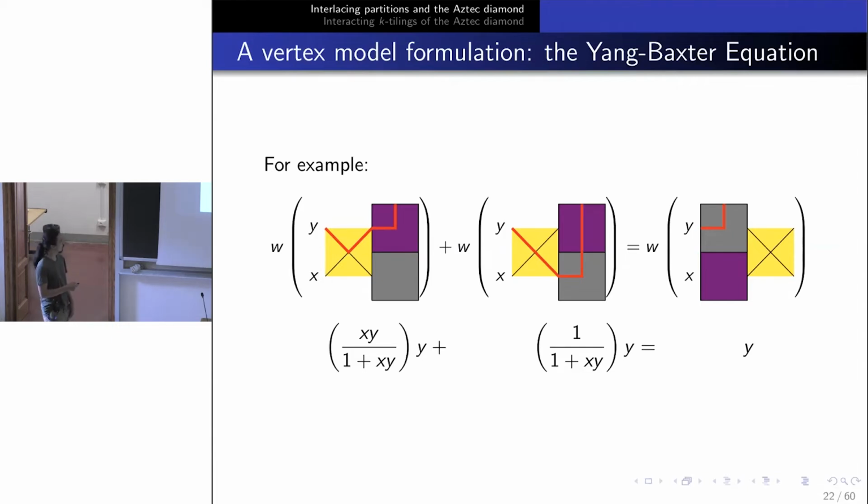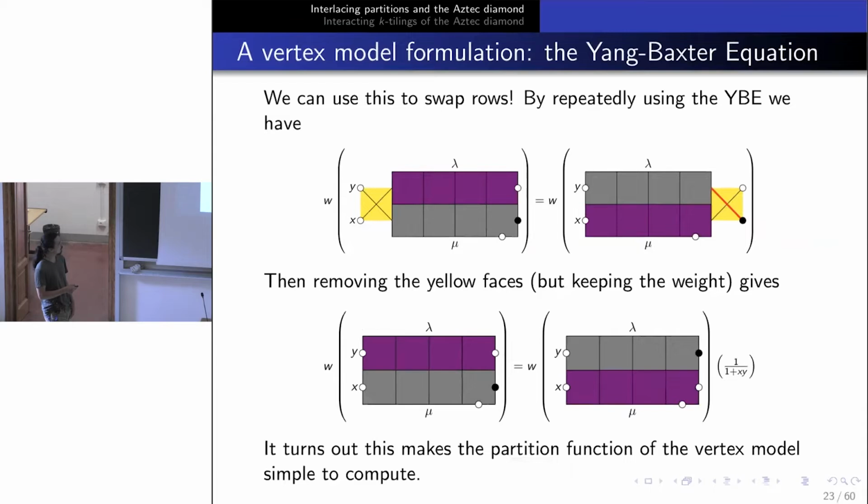So this is useful because it allows us to swap the order of our rows in our vertex model. So before we had like purple, gray, purple, gray, purple, gray. This will allow us to push all the gray rows to the bottom and all the purple rows to the top.